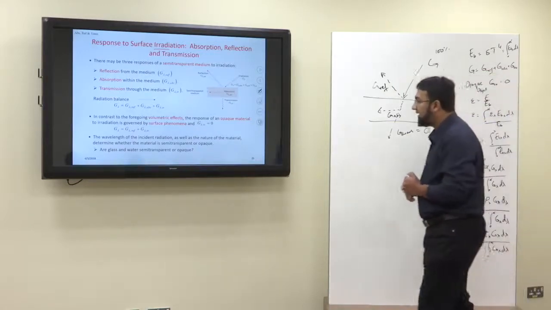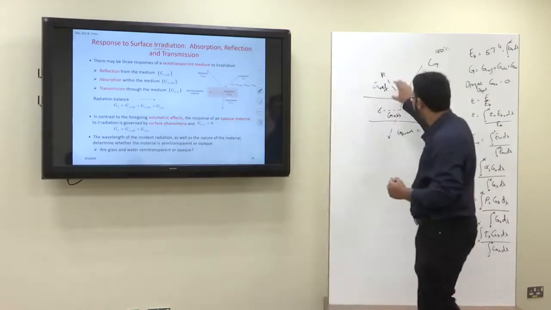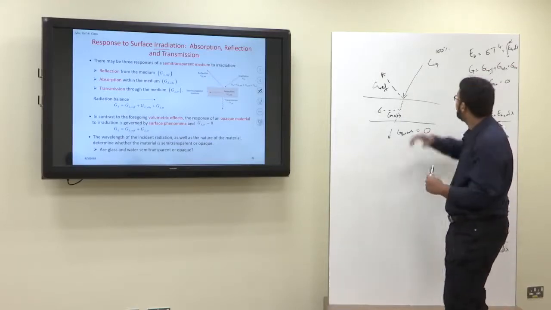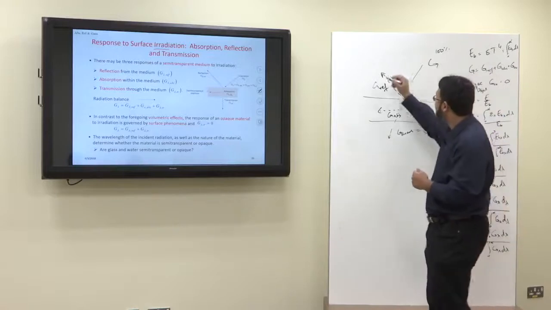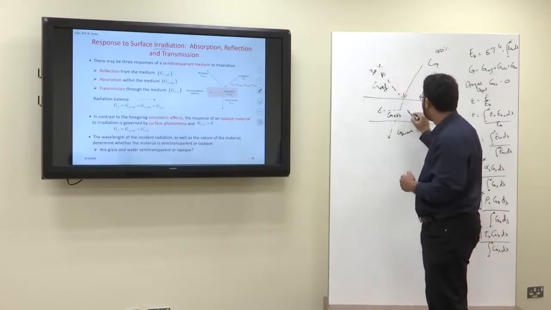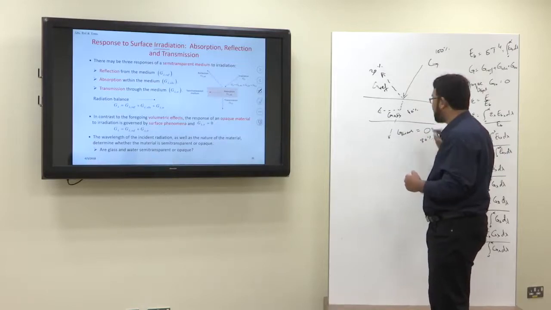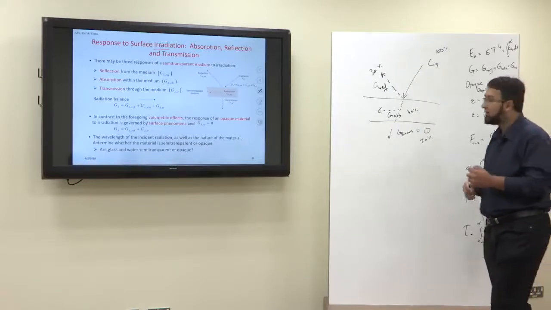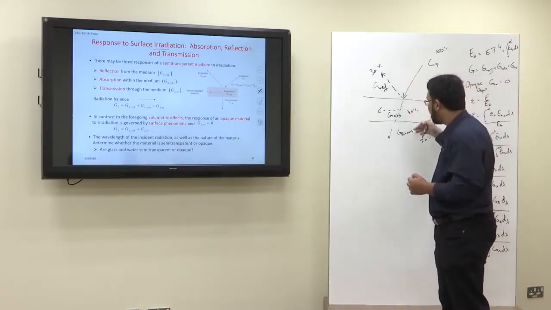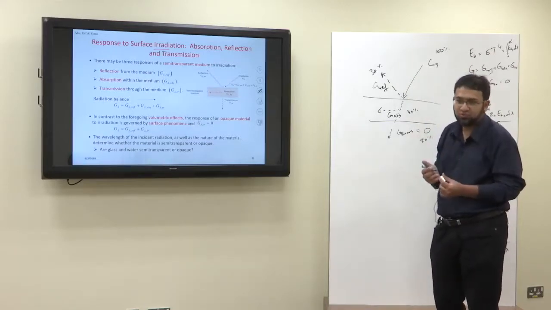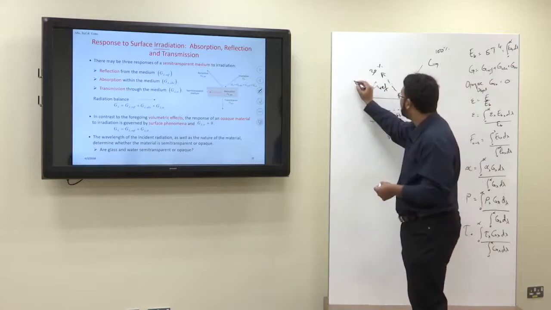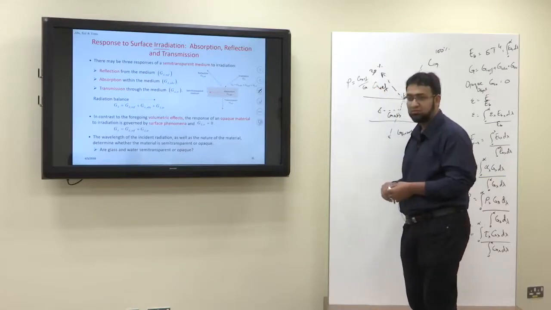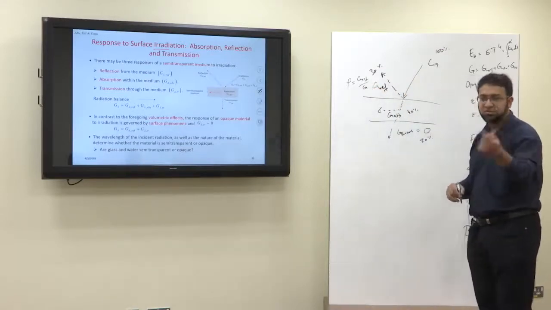Now when we define the reflection, absorption or transmission, we define them as ratios. Suppose 100% of the energy is coming; out of that 100%, 30% got reflected, 40% got absorbed, 30% got transmitted. These percentages define the reflectivity, absorptivity and transmittivity. Reflectivity we represent as rho. Rho is G reflected over G total.